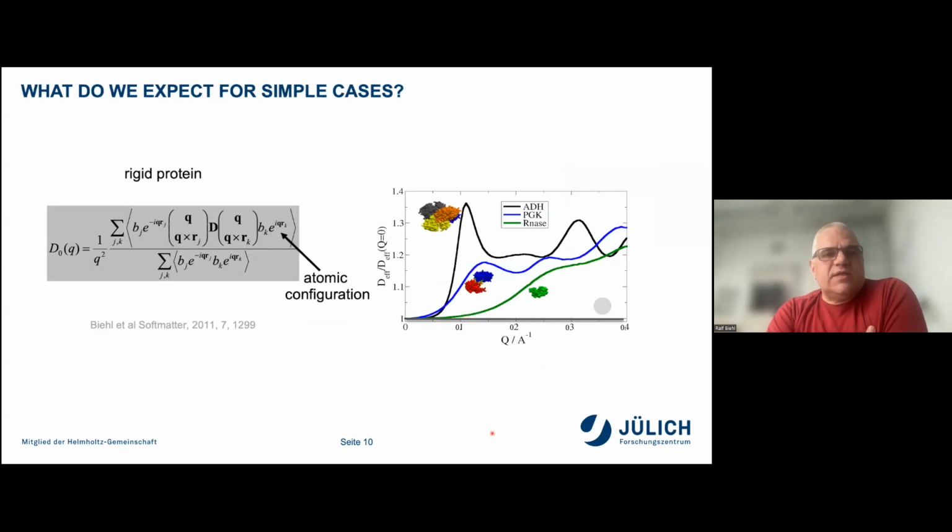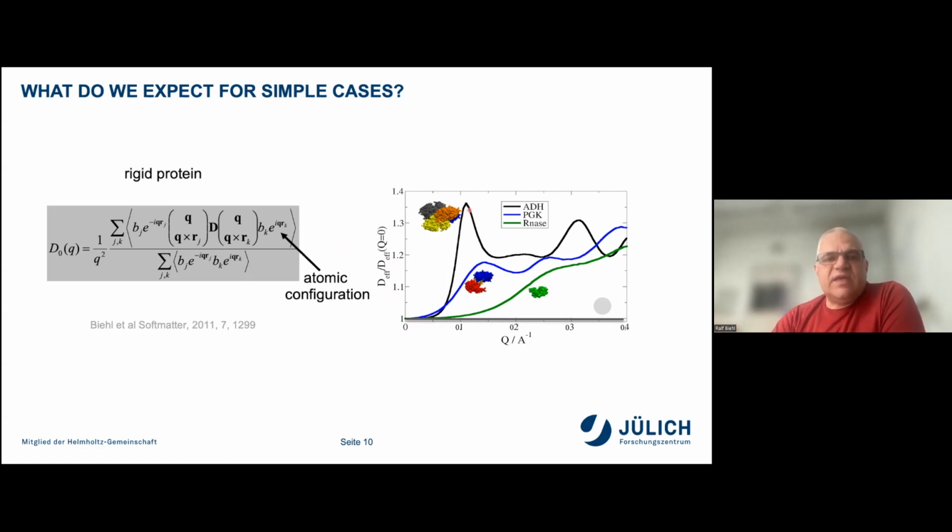How does it look in a simple case? So for proteins, if we have a rigid protein, then we can calculate the diffusion coefficient here. That contains the diffusion tensor, a 6x6 diffusion tensor that has translational diffusion and rotational diffusion components. If we look at the effective diffusion and divide this by the translational diffusion, it starts at low Q, where we see only translational diffusion, and the increase is then because of rotational diffusion.